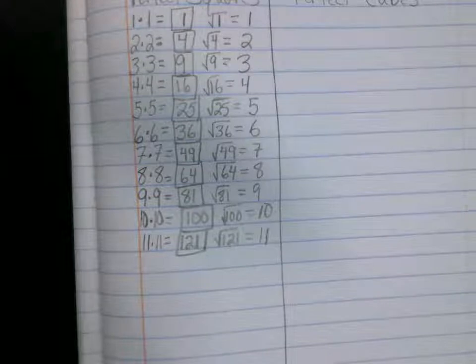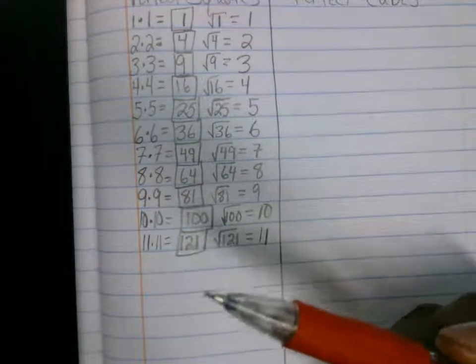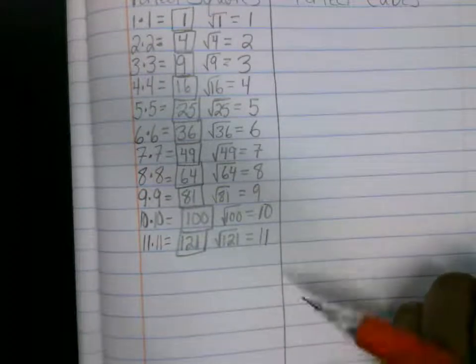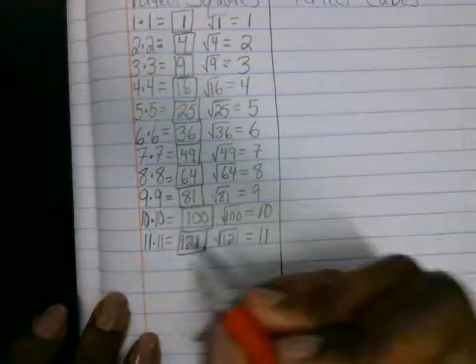The opposite of squaring a number is square root. Just like the opposite of addition is subtraction, and the opposite of subtraction is addition, the opposite of multiplication is division, the opposite of division is multiplication. So the opposite of squaring a number or multiplying a number times itself is finding the square root. They undo each other. Okay?